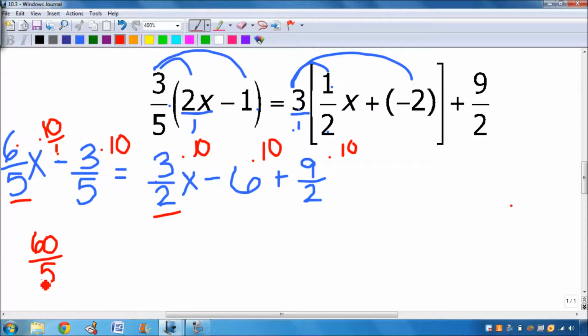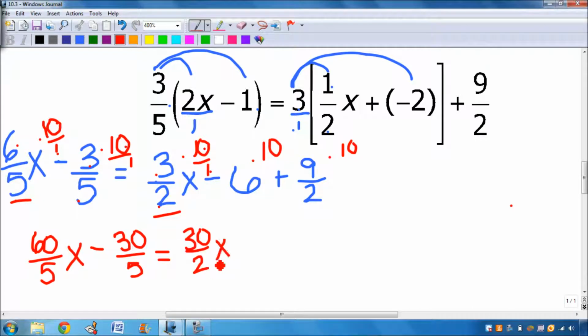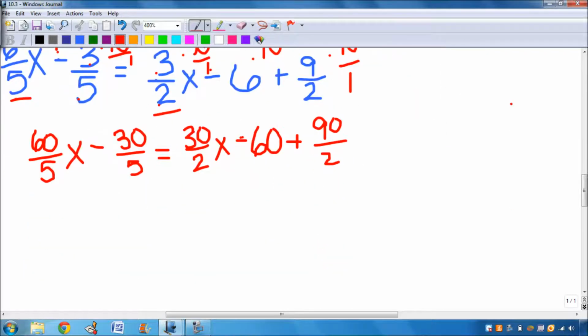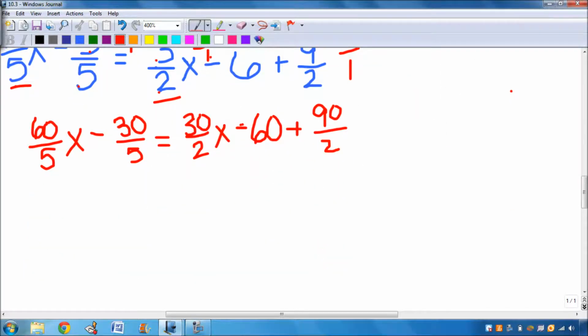So it's 60 over 5x minus 3 times 10 is 30. 5 times 1 is 5. And then 3 times 10 again is another 30, but 2 times 1 is 2. Copy the x down. 6 times 10 is 60. And then 9 times 10 is 90. 2 times 1 is 2. Okay? So now once you do that, you should get numbers that are not fractions, they're evenly divisible.